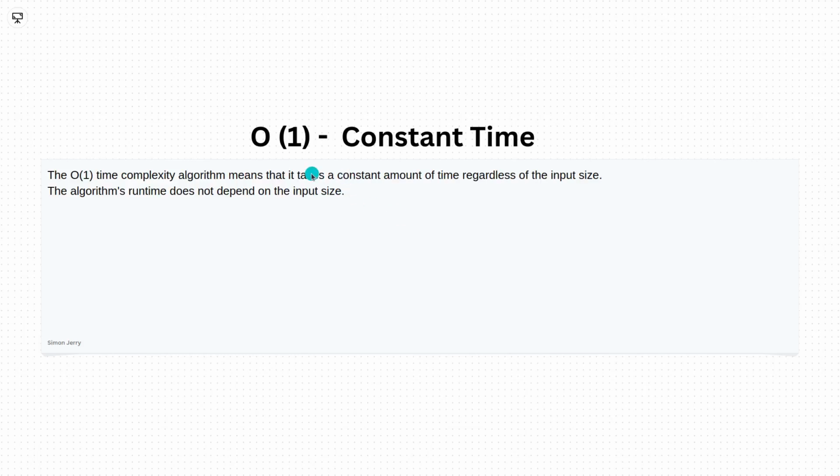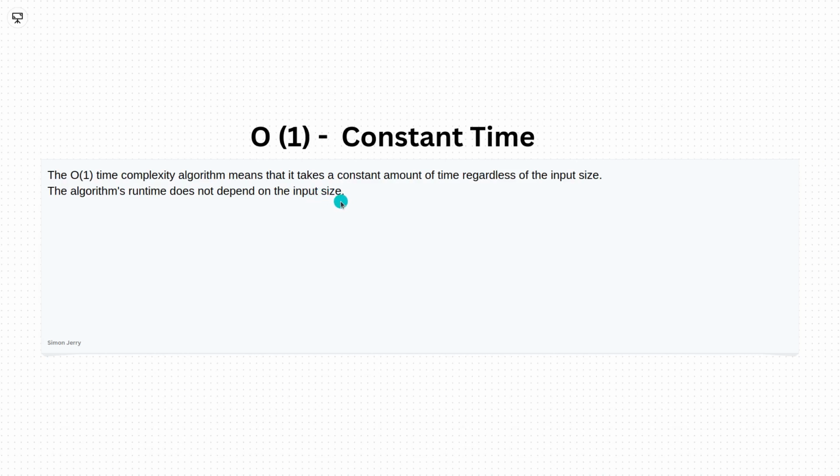Welcome. In this video, we're going to talk about O of 1 constant time in detail. We're going to cover examples. So first of all, what is O of 1 constant time? An O of 1 constant time complexity algorithm means that it takes a constant amount of time regardless of the input. And this is the most important one: the algorithm's runtime does not depend on input size.